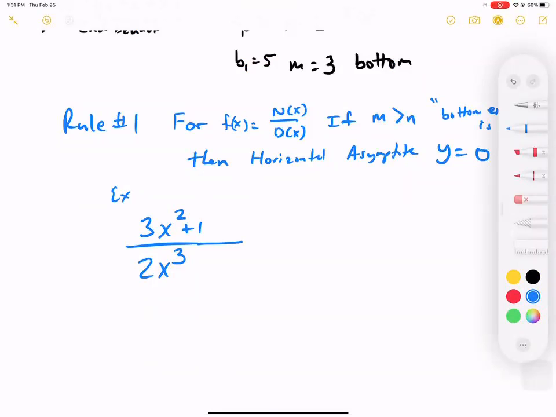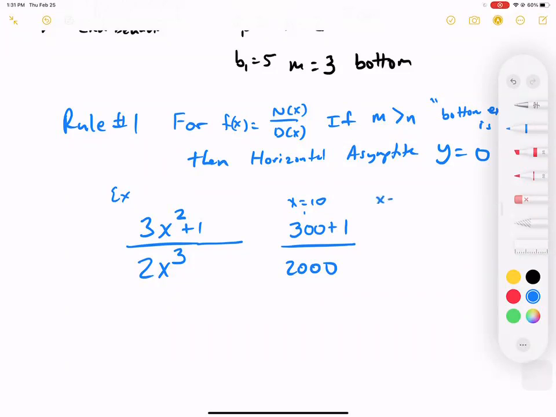If I plug in 10, if x equals 10, the top will be 300 plus 1 over 2,000. What's 301 divided by 2,000? Is that a big number or small number?